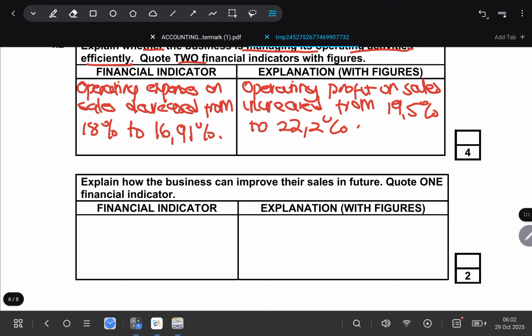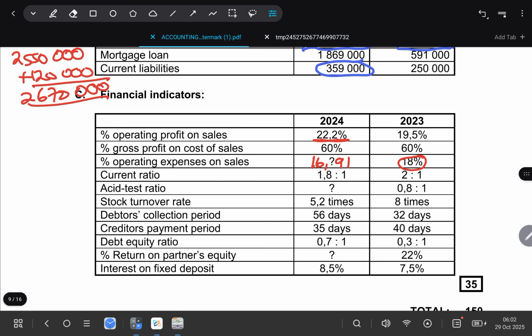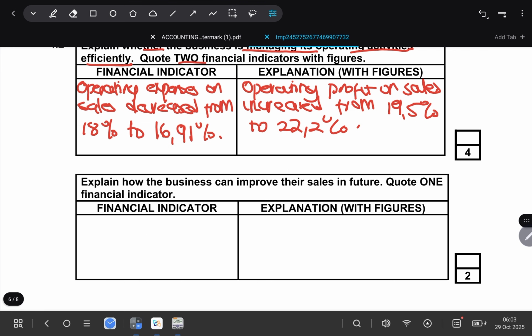Now, explain how the business can improve their sales in the future. Quote one financial indicator. In terms of improving their sales, you can see that their gross profit on cost of sales did not improve, right? So we can look at that. That's one formula that tells us whether they are making profit. So we need to tell them that gross profit on cost of sales did not improve.